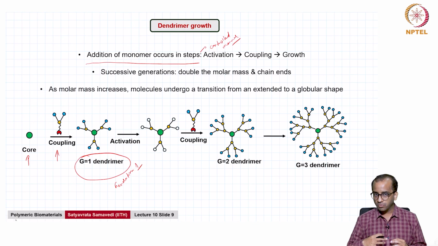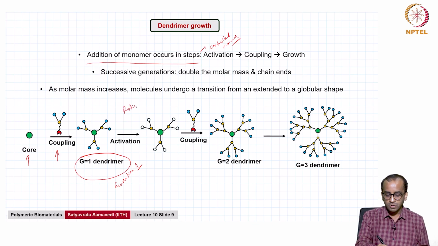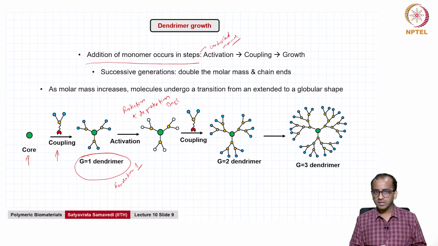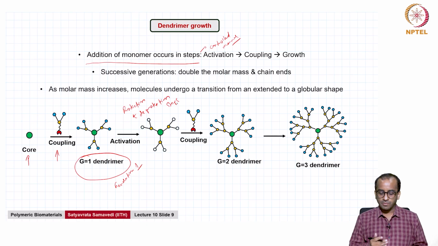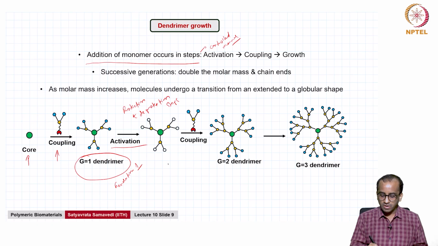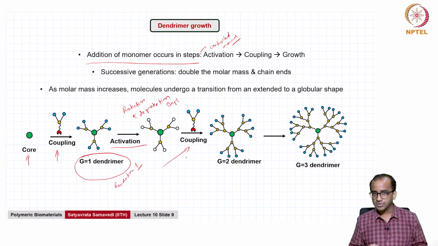and then you have specific types of activation. So this could include controlled protection and deprotection steps. These are standard approaches in chemistry, where functional groups are protected and deprotected to enable further reactions. So upon very controlled activation through some kind of deprotection, for example, you can now add the second set of branches through this coupling reaction again, resulting in a generation 2 dendrimer, and so on and so forth.